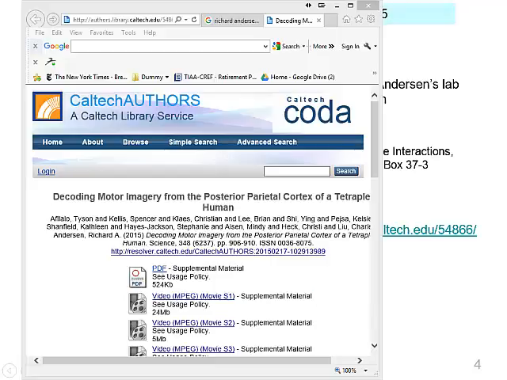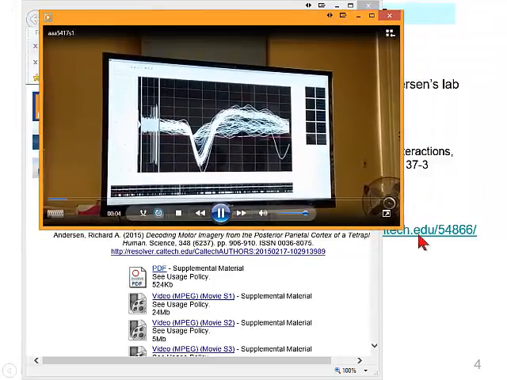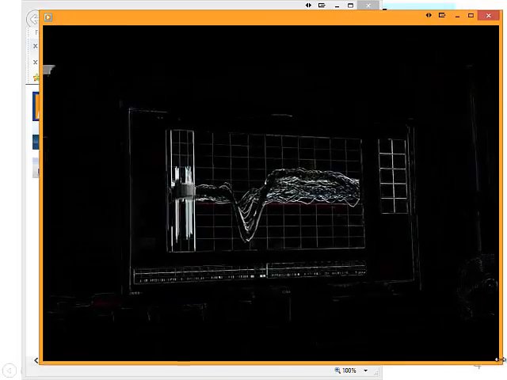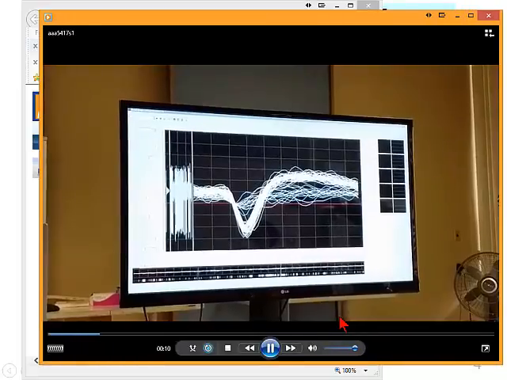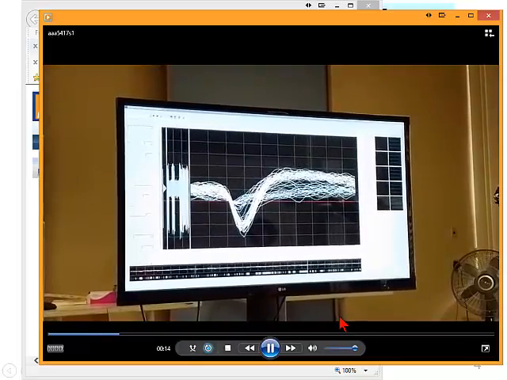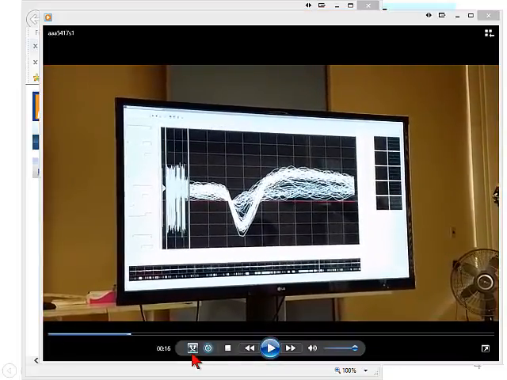Left and right hand on top of your head. Recorded in, implanted in his parietal cortex. Left hand to mouth. Left hand to head. Right hand to mouth. Right hand to head. This is an array of signals from an array of electrodes. I don't know how many there are, probably 16 or 64. In the patient's cortex, this patient is not an epileptic.